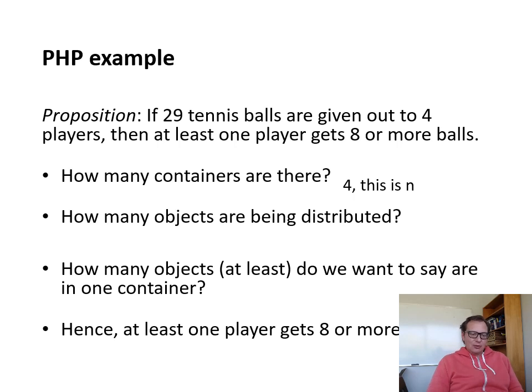Okay, so in this case we have 4 containers. We have 29 objects that we're distributing, so these are the tennis balls. So m times n plus 1, in our case, is 29. And then from that we can compute that m is 7, and so there will be at least m plus 1 objects in one of the containers, and so at least one player gets 8 or more balls, and we prove this proposition.